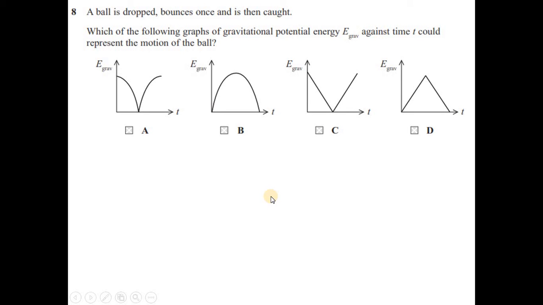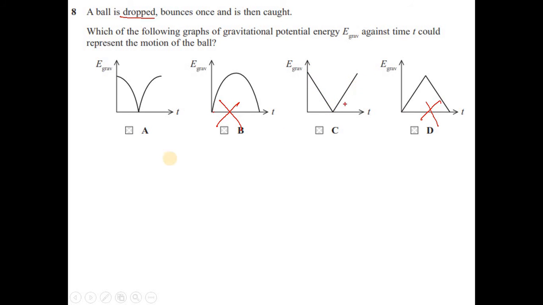So if you see the situation, we cannot have option B and D, because in both of these options gravitational potential energy initially is increasing, but if you see that the ball is dropped, that means gravitational potential energy is decreased. So initially it is decreased, after bouncing gravitational potential energy is increased. But if you see graph C, it seems a true graph, because gravitational potential energy is decreasing and then increasing.